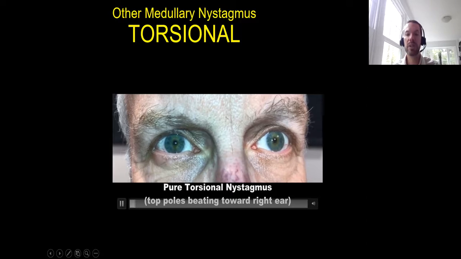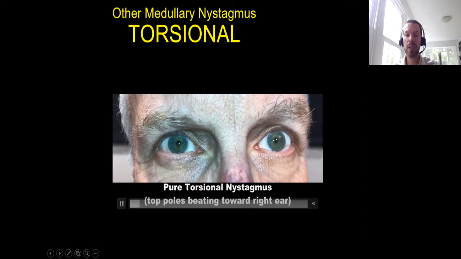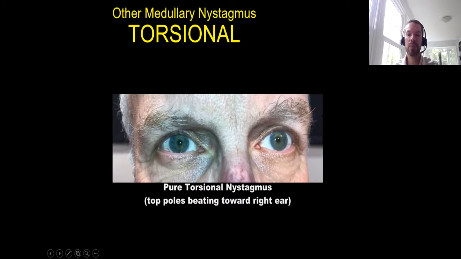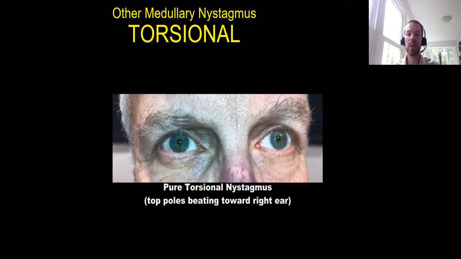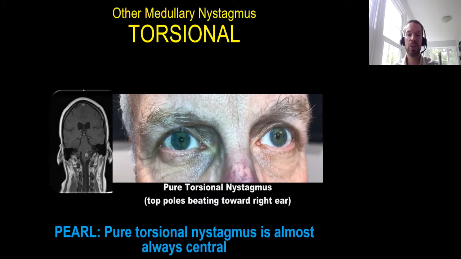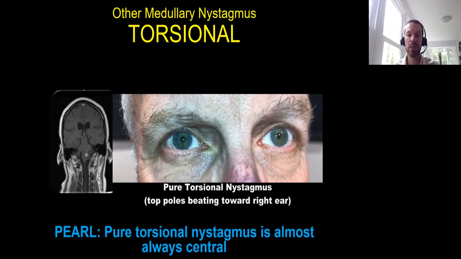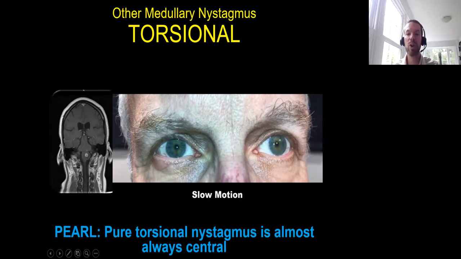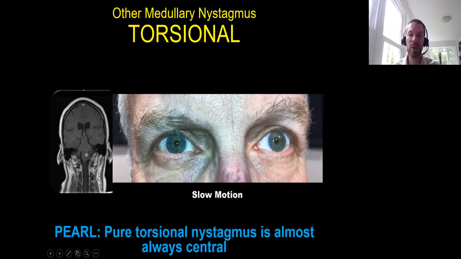What about torsional nystagmus? This is another common pattern that you might see with a medullary stroke. This patient has pure torsional nystagmus with the top poles beating toward the right ear. This patient had a tumor that involved the left medulla. And when you see pure torsional nystagmus, it's almost always central with rare exceptions.